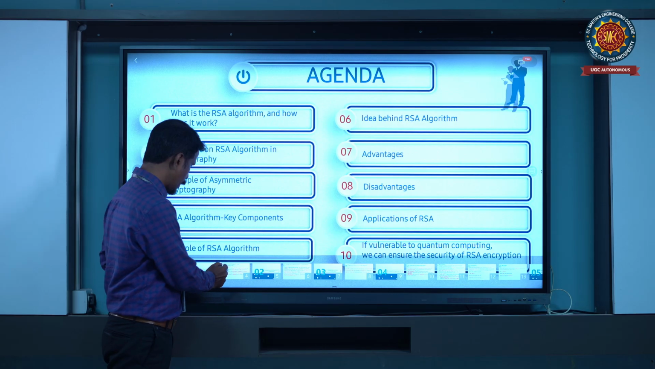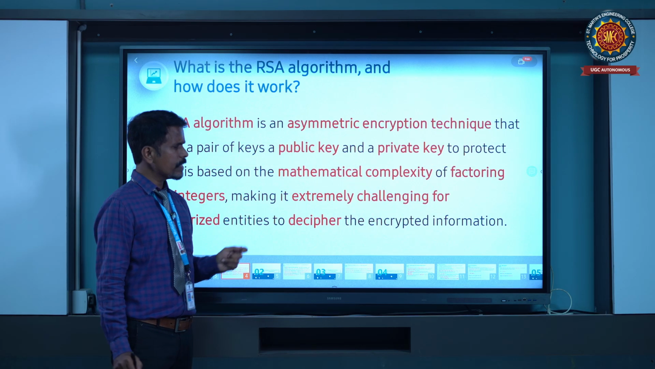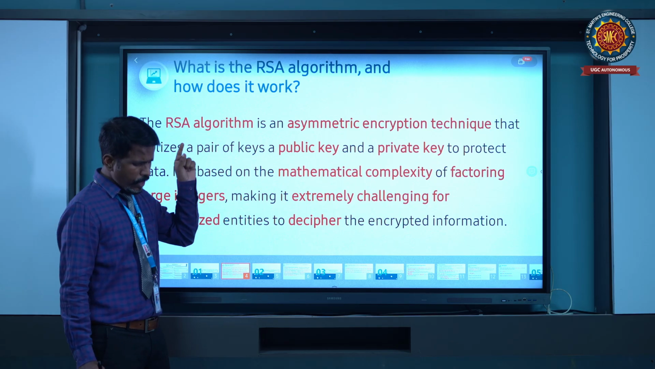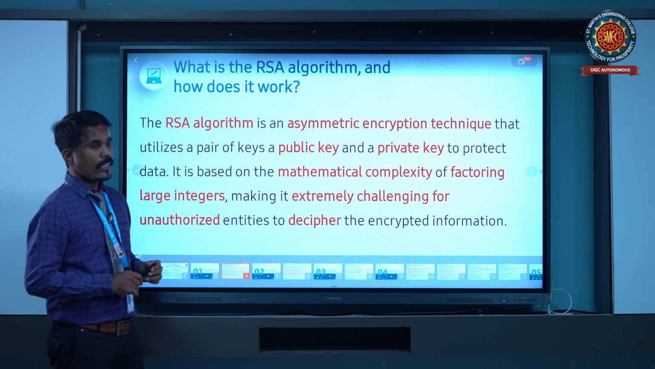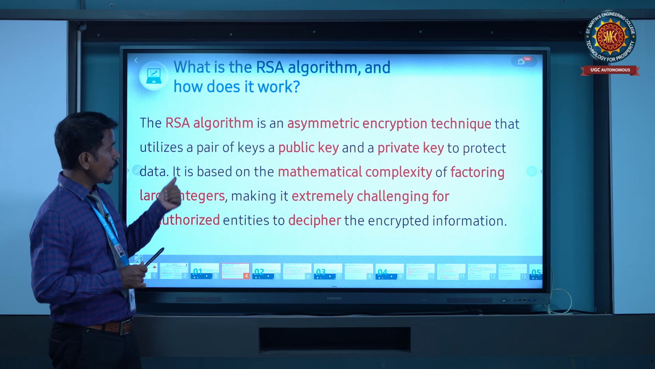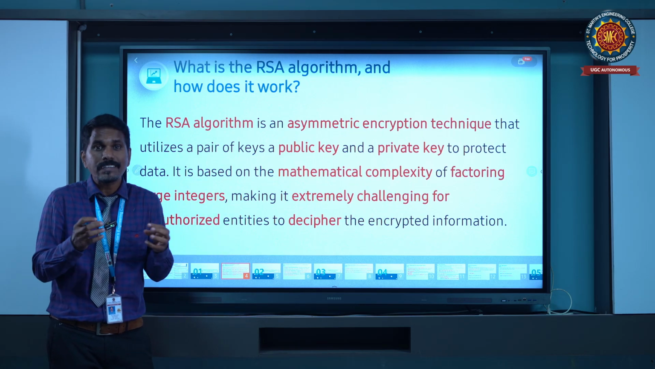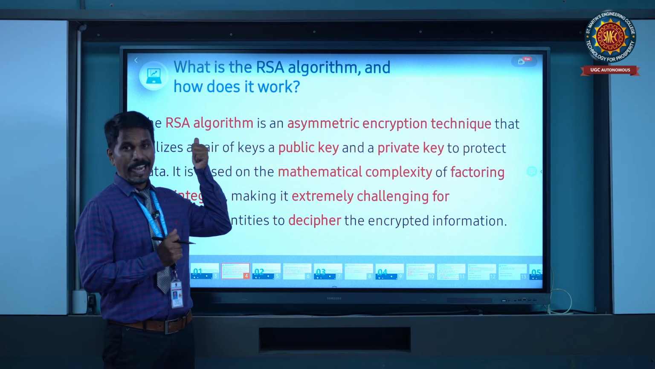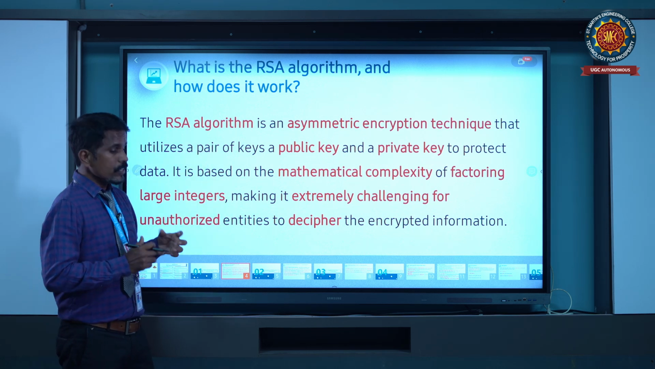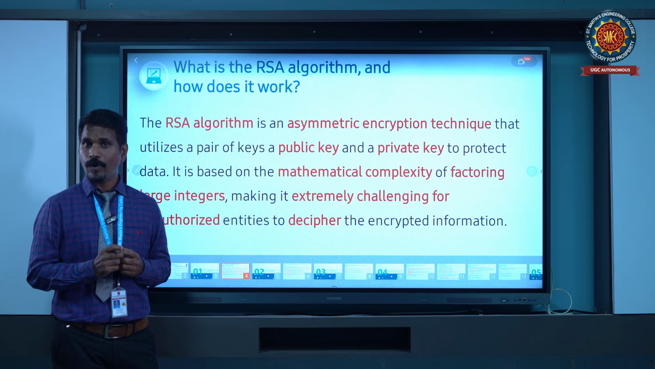The first thing is: what is the RSA algorithm? This algorithm is one of the asymmetric cryptography techniques, which uses a public key and a private key. Using them we can protect the data. This is the process of the RSA algorithm, and how this RSA algorithm is built is the important part for us.